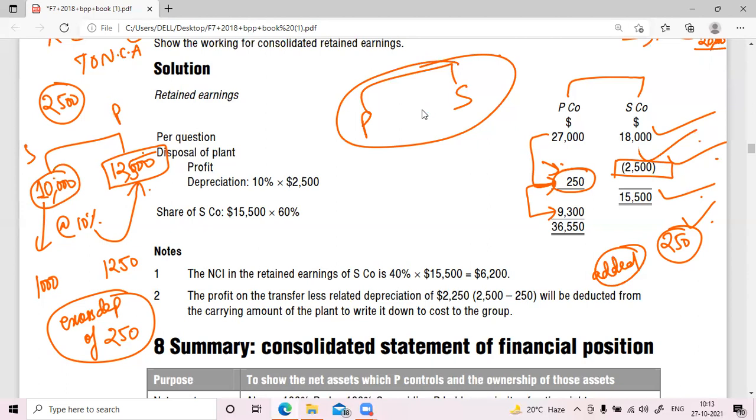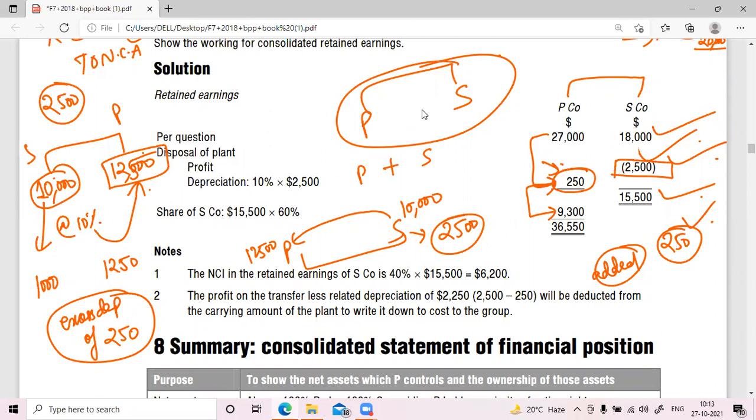Correct? That was a profit which subsidiary has shown in the books when it was maintaining the books separately. When parent and subsidiary were maintaining separate sets of books, and subsidiary sold the plant to parent for 12,500, which they bought for 10,000, they had already realized a profit of 2,500. But now the parent is showing this 12,500 in the balance sheet and calculating depreciation of 1,250 on it.